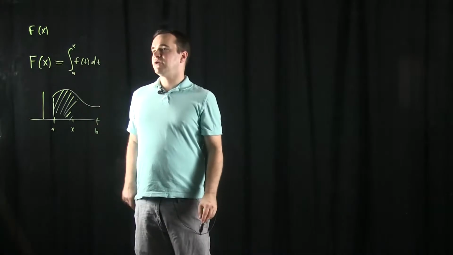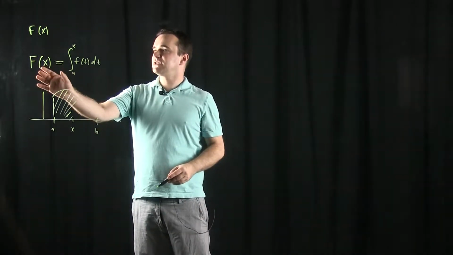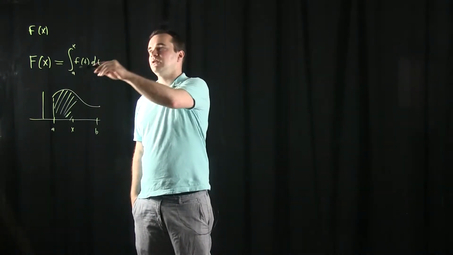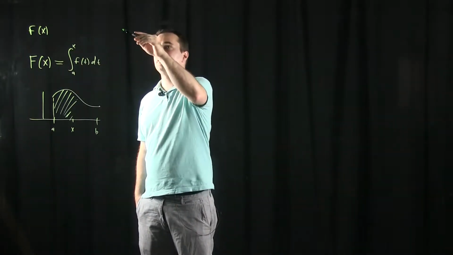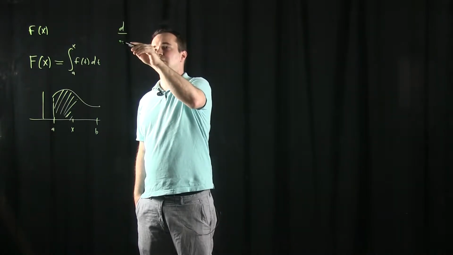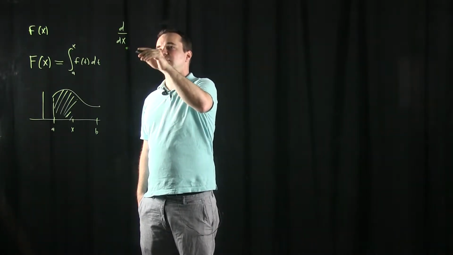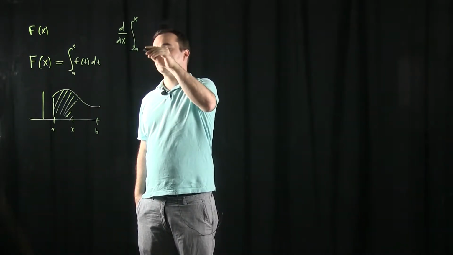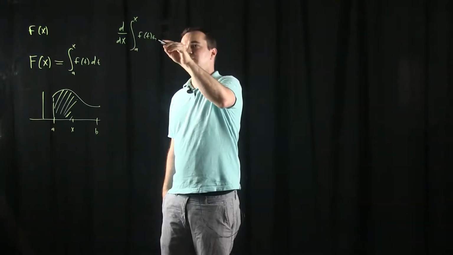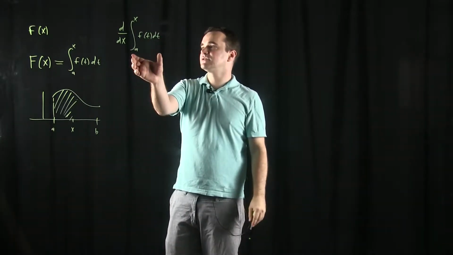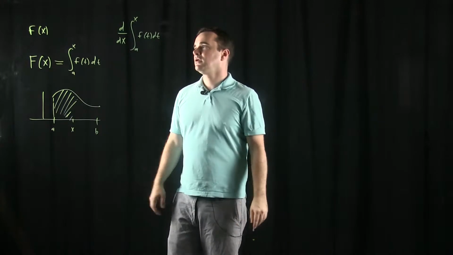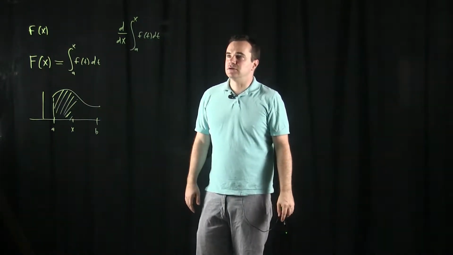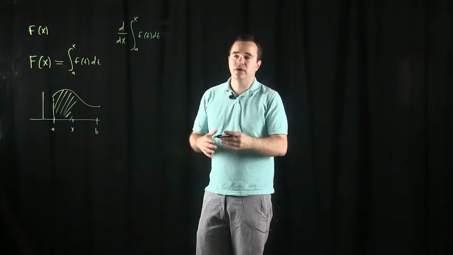And the fundamental theorem of calculus says that the derivative of this capital F is actually equal to little f. So it says that capital F prime is little f, or to write it another way, in Leibniz notation, the derivative with respect to x of this integral from a to x of f of t dt is going to be equal to little f of x. And I'll show you lots of examples later, but in this video I want to give you a proof.